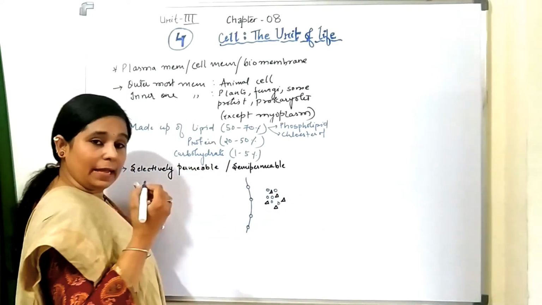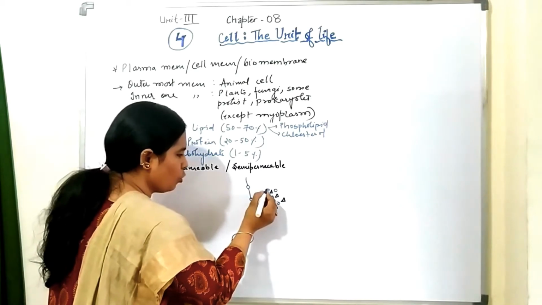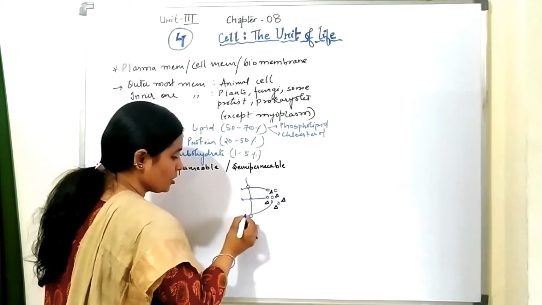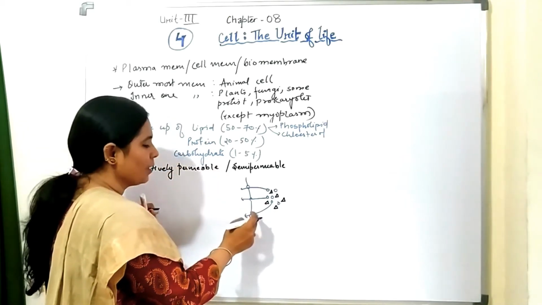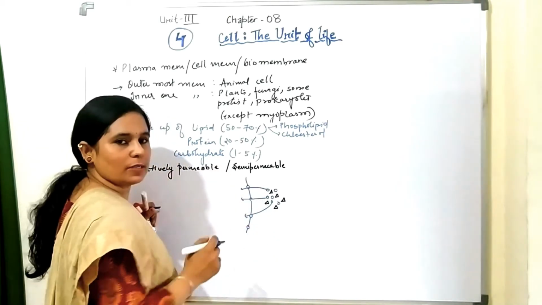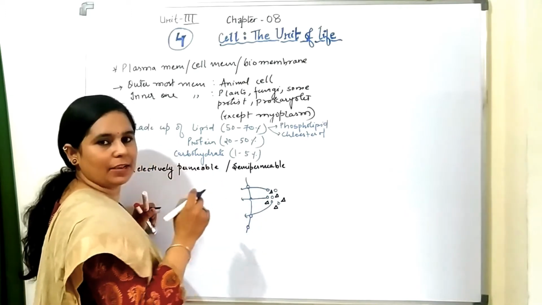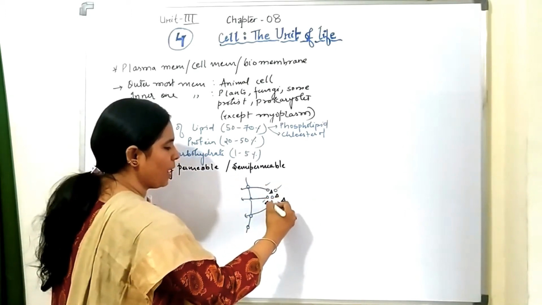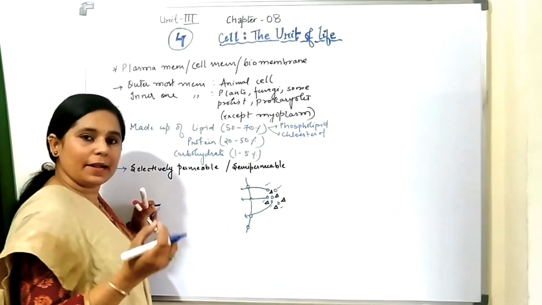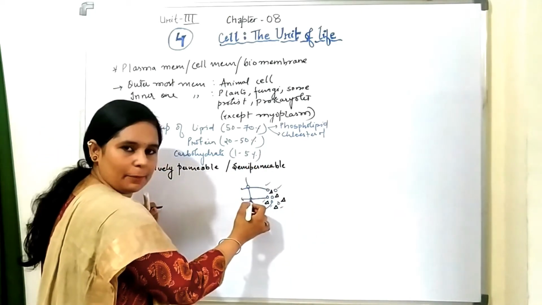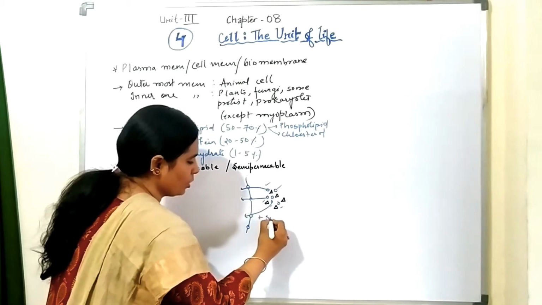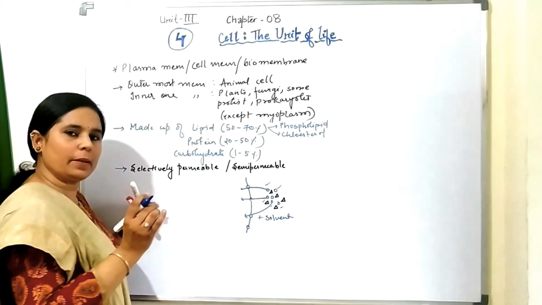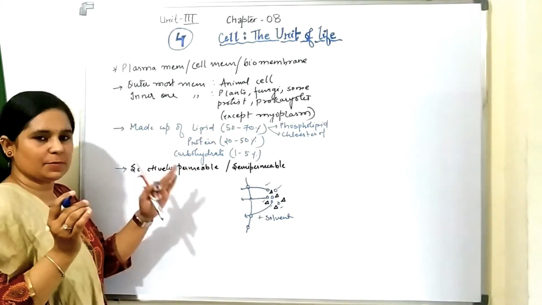Now in case of semi-permeable, only those molecules can pass through the plasma membrane which is having the similar size that the carrier molecule or carrier protein is having in the membrane. So this plasma membrane will allow only those molecules which are of that size, okay, plus they will allow the solvent only. This is the semi-permeable nature of this plasma membrane.